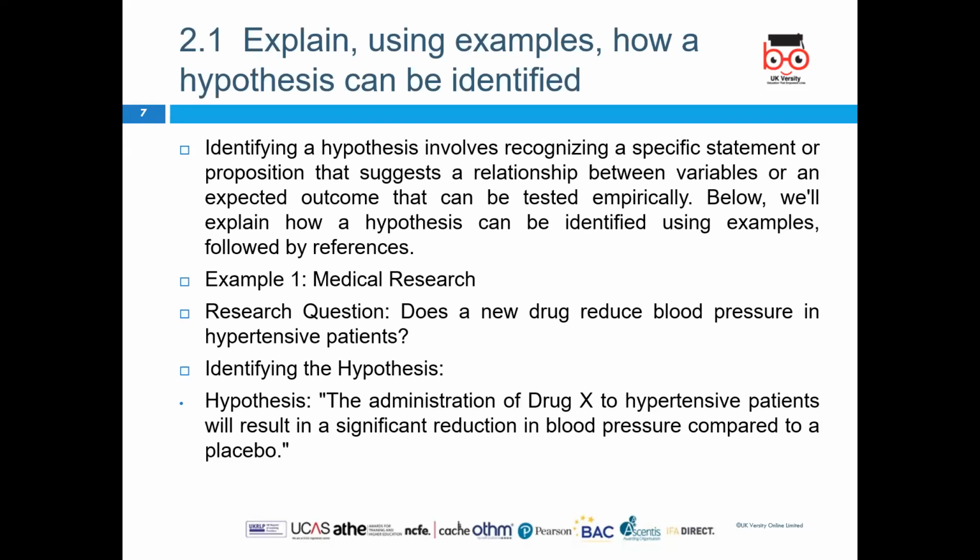Now we look into, using examples, how a hypothesis can be identified. So always remember that formulating a hypothesis is the first step, and it is the most important step in conducting quantitative research. Identifying a hypothesis involves recognizing a specific statement or proposition that suggests a relationship between the defined variables. So you can have two or more independent variables and a dependent variable.